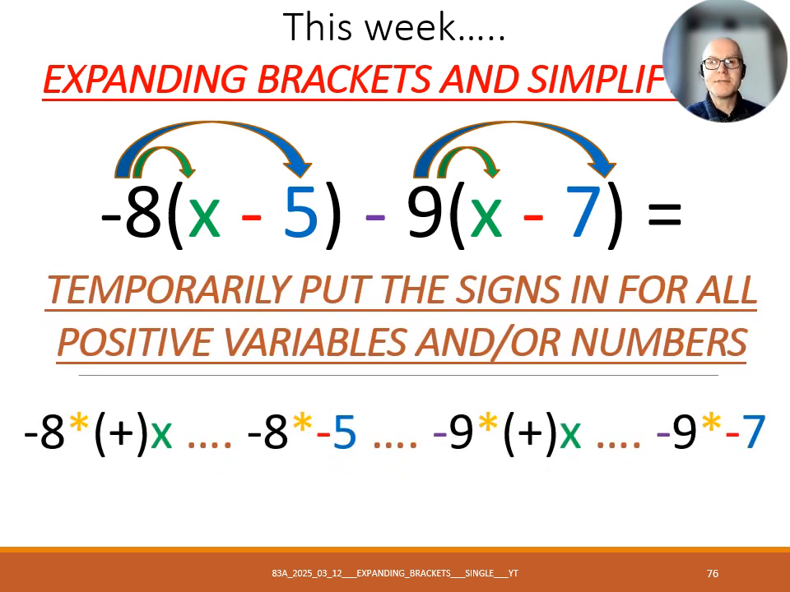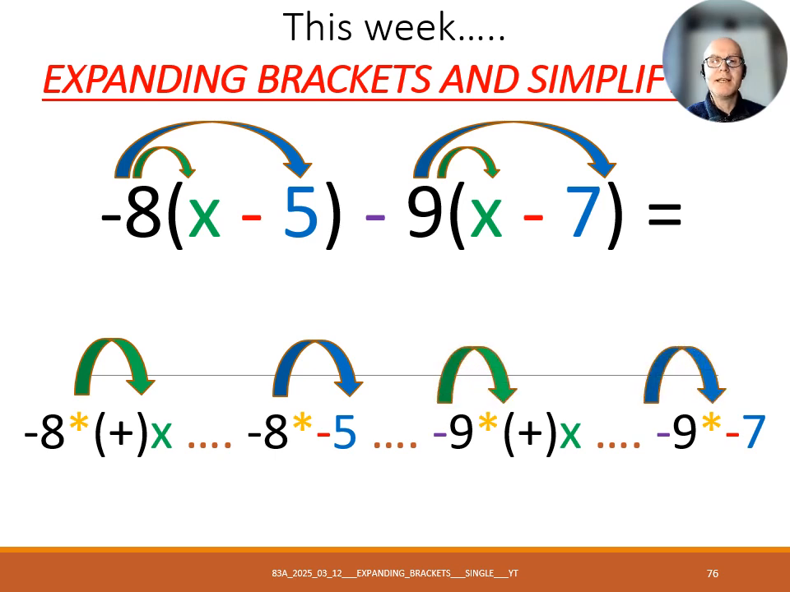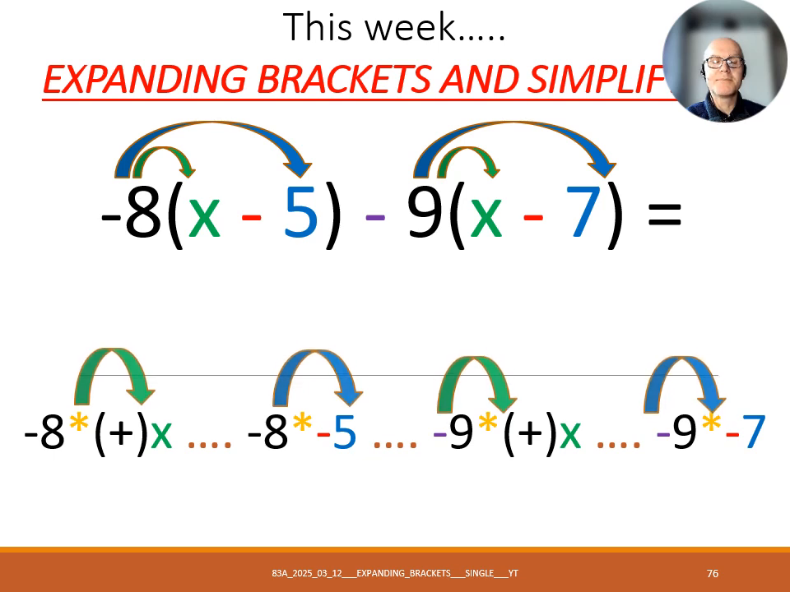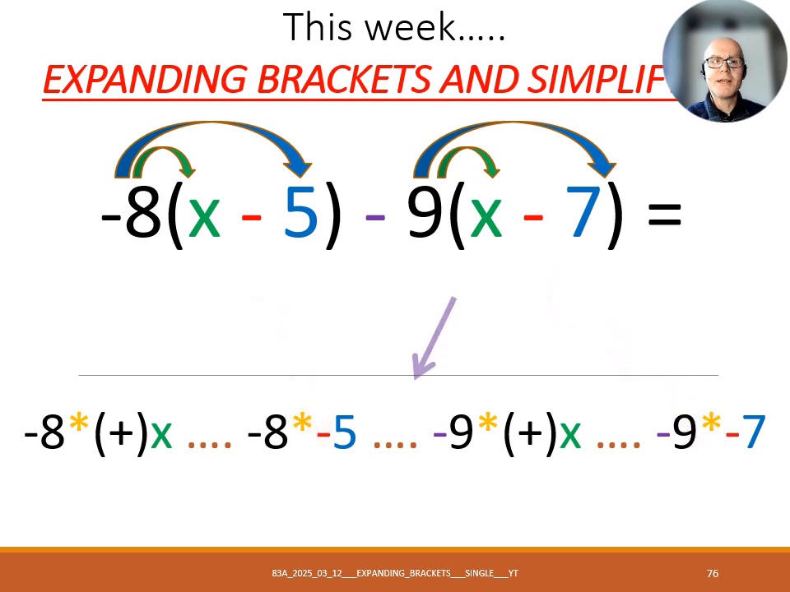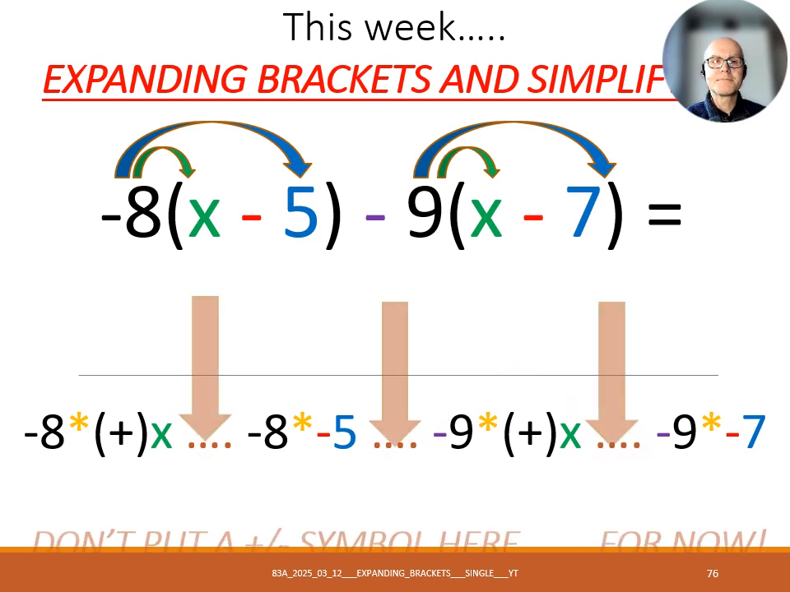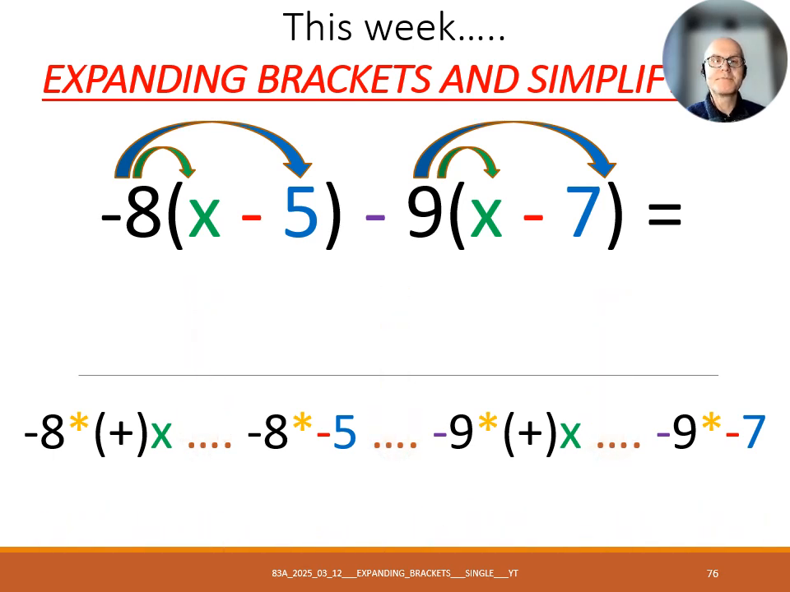Put the positive signs back in. We're going to have negative 8 times positive x, negative 8 times negative 5, and negative 9 times positive x, and negative 9 times negative 7. Here's where the negative signs come from, and here's where these negative signs come from. 4 little chunks. Keep our method consistent. Keep a consistent method, you're going to consistently get the right answer.